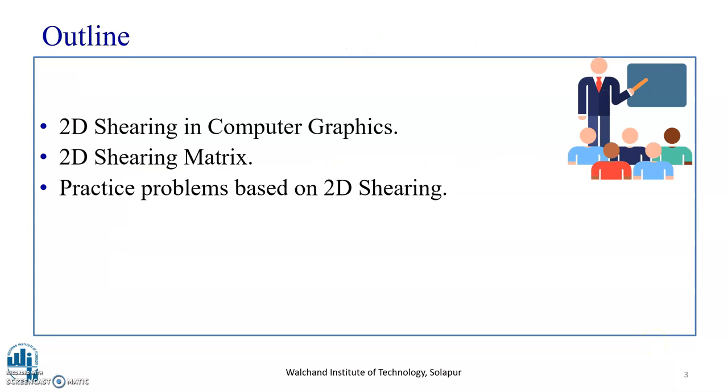In the previous lecture, we have seen several transformations. In this video lecture, I will be discussing two-dimensional shearing in computer graphics, how to represent a shearing matrix, and finally conclude by solving some practice problems based on 2D shearing.